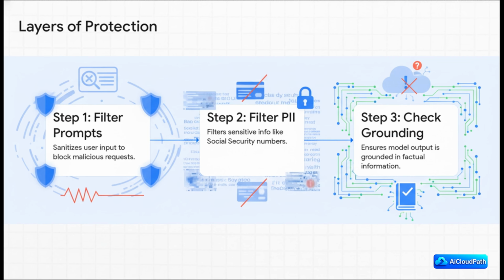First, they act as a prompt filter, basically cleaning up user input to block nasty requests before they even get to the model. Second, you can set them up to spot and block sensitive data, things like social security numbers or other personal info. And third, they check for contextual grounding, which means making sure the model's answers are actually based on facts, which helps prevent it from just making stuff up.